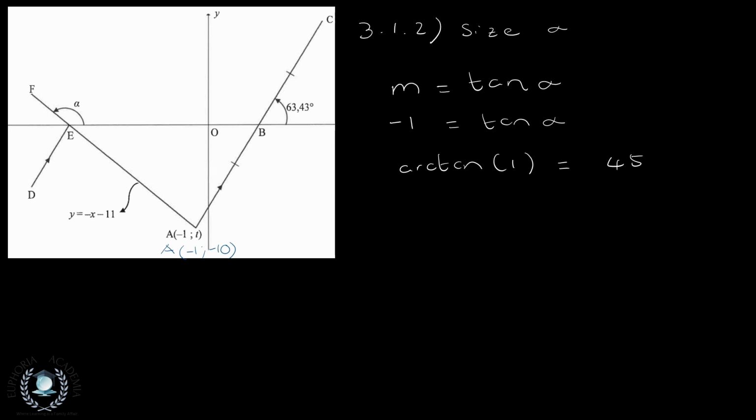45 degrees. And this 45 degrees is our reference angle. It's not actually the angle of alpha. Because we do have a negative gradient, that means we'll have to subtract this reference angle from 180. Alright, so let's do that. So 180 minus 45 degrees, that's going to give us 135 degrees, and that 135 degrees is actually our alpha.